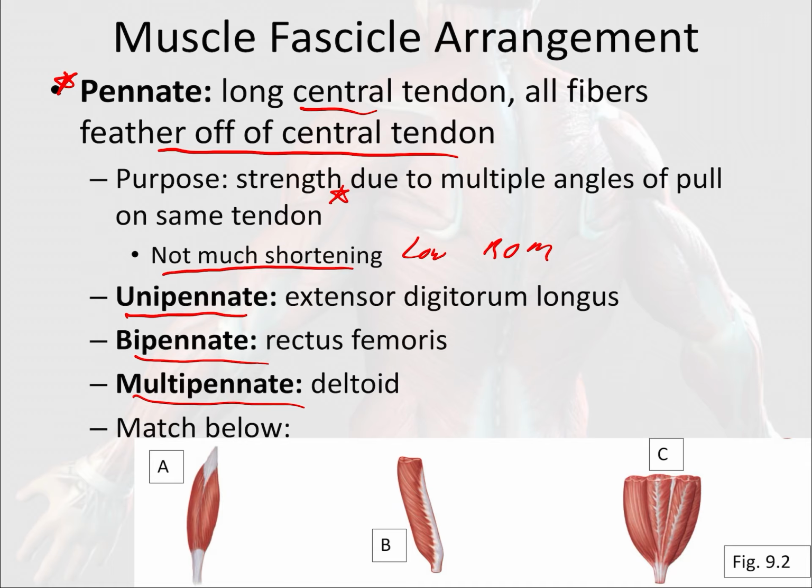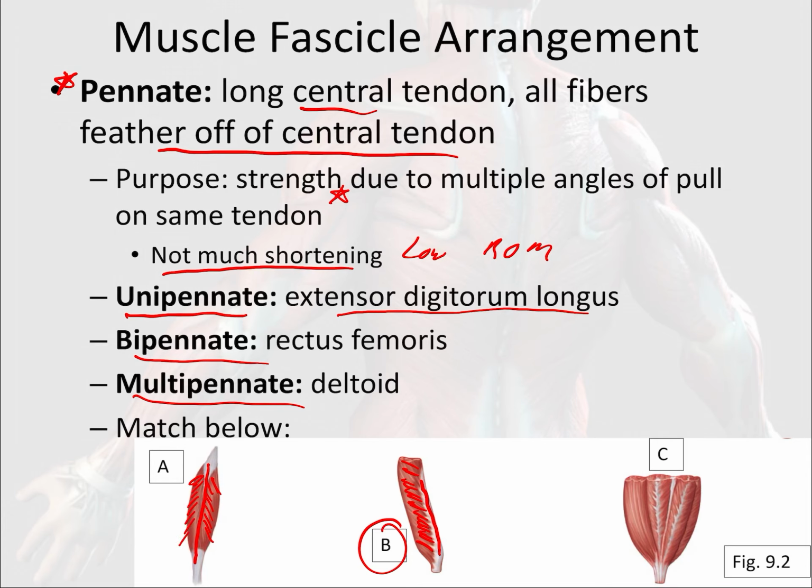Okay, so if you had to guess here which one was which, right, we can see unipinnate in B, right here. We have a central tendon, we have all the fibers going off in one direction off of that central tendon. Okay, so that's unipinnate. One example of that is a muscle in your wrist called your extensor digitorum longus. Okay, then we have bipinnate. Still, we got the central tendon here, rectus femoris, but then we have fibers going off in one direction and then a second direction.